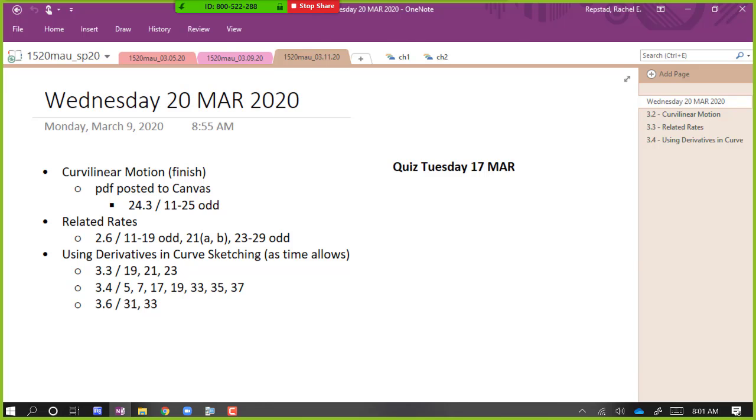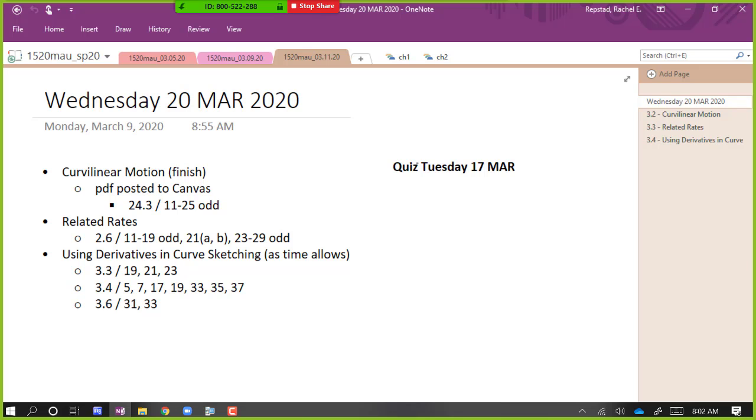One important announcement is we're going to have a quiz on Tuesday. Not next Friday, but Tuesday, because if I wait till next Friday, then the quiz is just going to cover so much material. So I thought it makes more sense to do that on Tuesday. It'll just cover some application problems, again not more than 4 problems, but maybe a curvilinear motion or related rates. We'll see how far we get in this curve sketching business by the end of tomorrow.